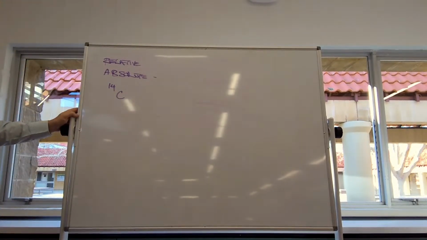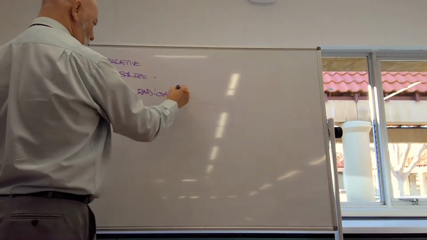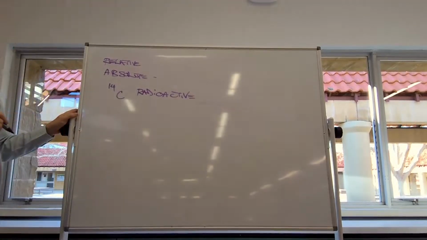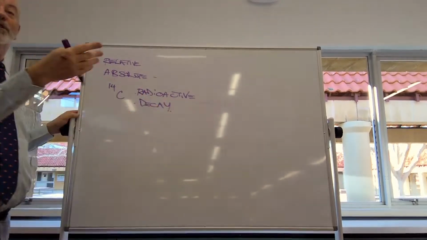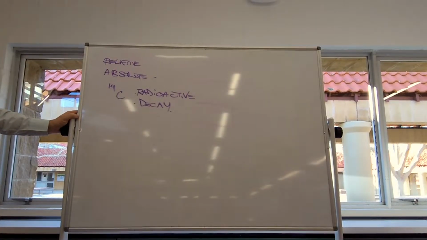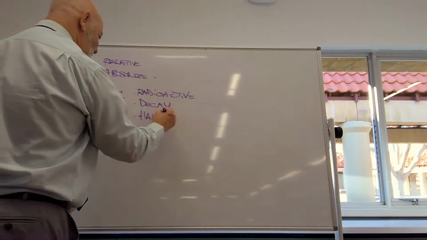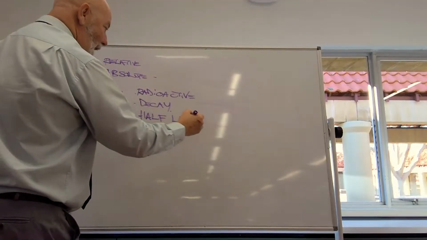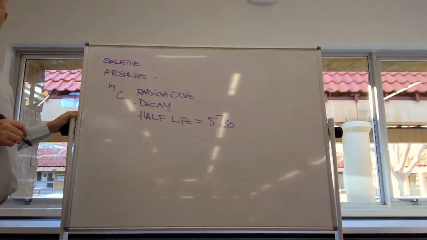So we'll work upon absolute now, and you need to know carbon-14 dating. This is where carbon-14 is radioactive. Radioactive means it decays. That's why we call it radioactive decay. As it decays, it turns into a different element, and it releases energy. The rate at which it decays is called the half-life. The half-life of carbon-14 is 5730 years.